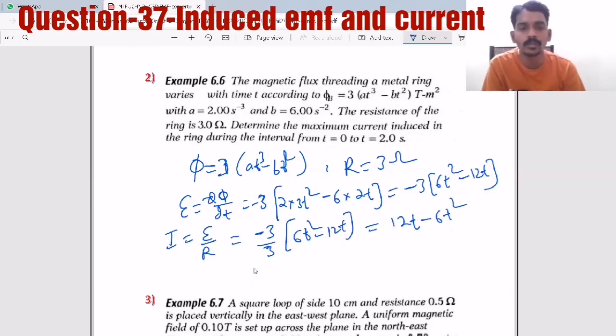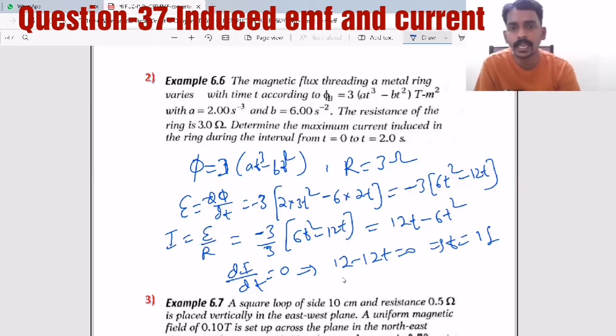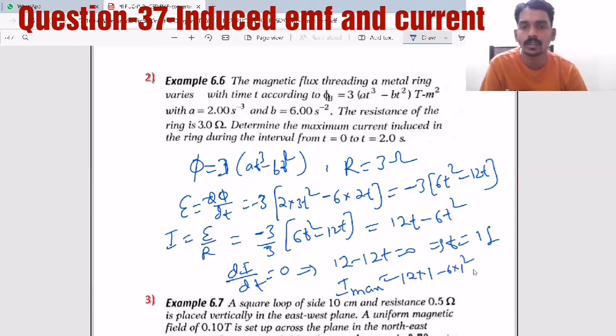Now they want us to find out maximum current. Maximum current means the first differentiation of current will become 0. Maximum or minimum condition implies 12 minus 12t equal to 0, implies the condition will become t equal to 1 second. So that means indirectly they have given the condition that at t equal to 1 second current is getting maximum. Then I maximum means in the current equation you have to substitute t equal to how much? 1. So 12 minus 6, how much?